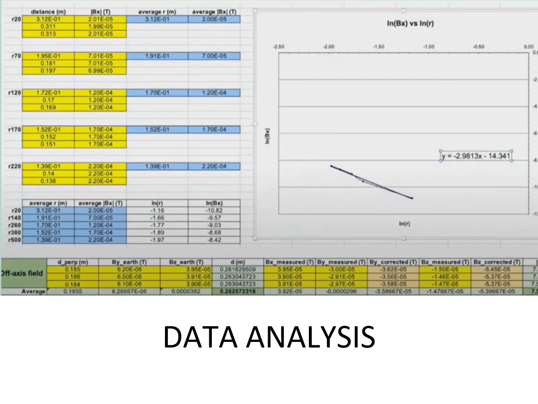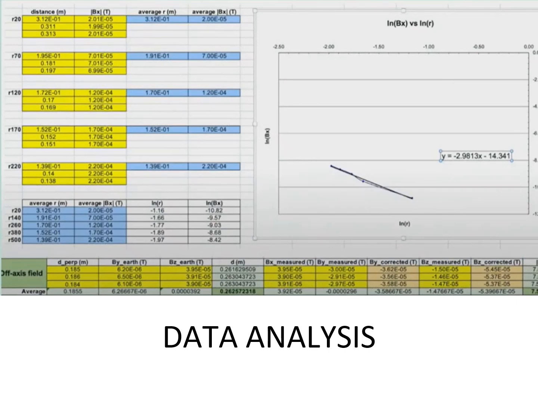So, data analysis. You can see we got a bunch of different measurements. In an Excel sheet, we plotted average R and average B_x, and then on the right, you can see the natural log of B_x versus the natural log of R, making a linear equation. The coefficient of x in that linear equation is what later becomes our n back in the distance dependence formula.